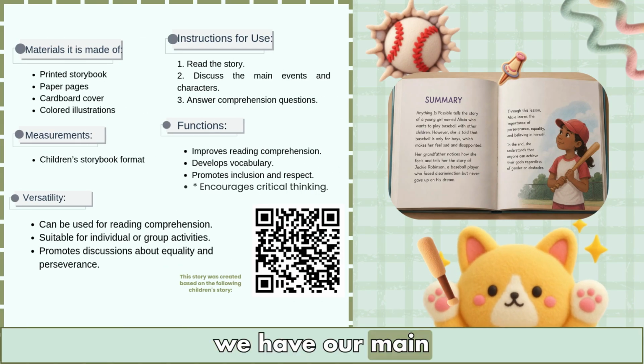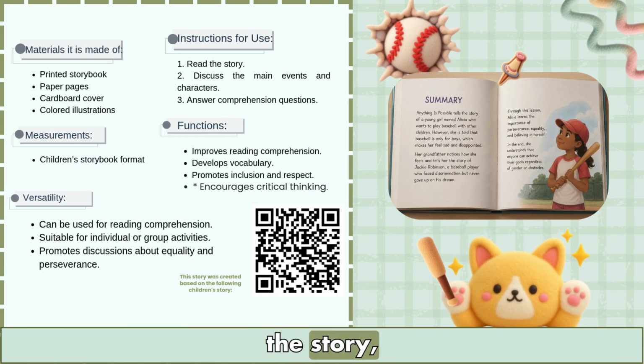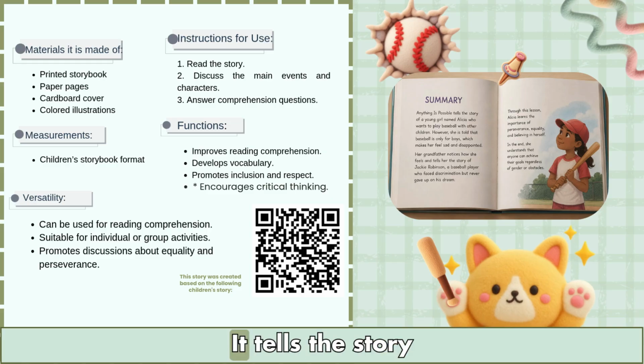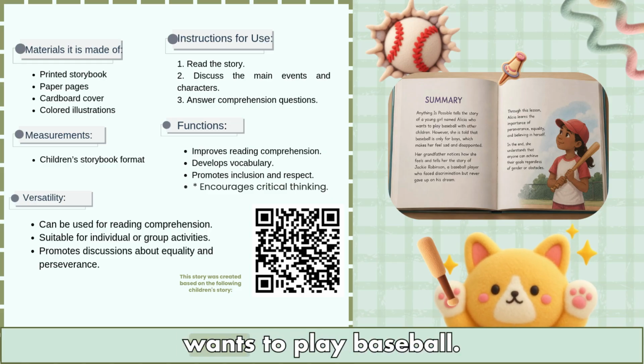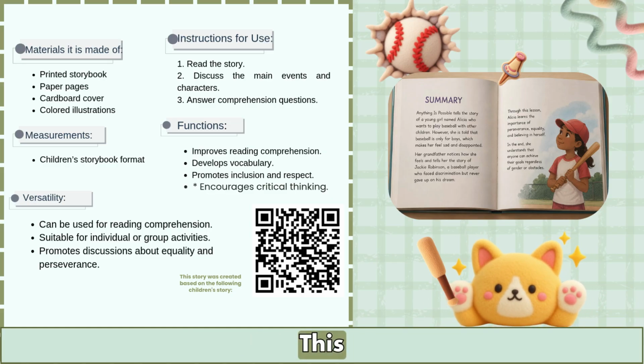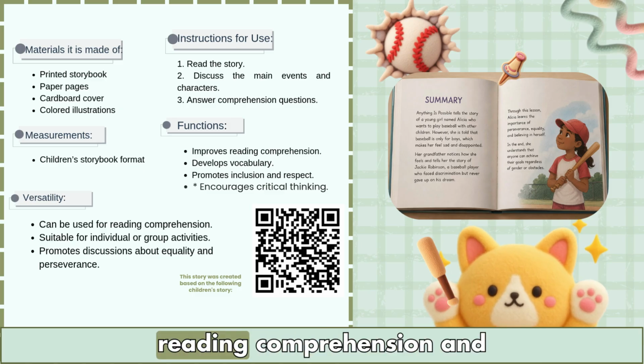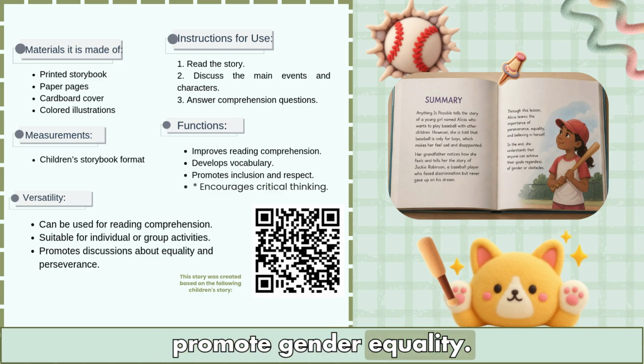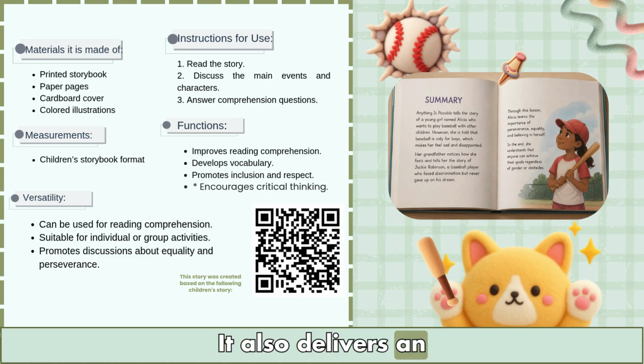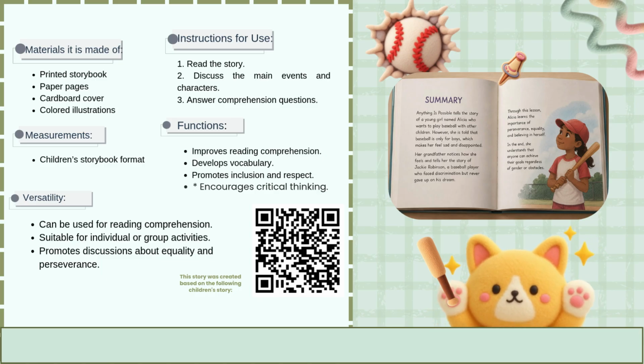Next, we have our main printed text, the story, Anything is Possible. It tells the story of a girl who wants to play baseball. This book is a wonderful tool to improve reading comprehension and promote gender equality. It also delivers an inspiring message.